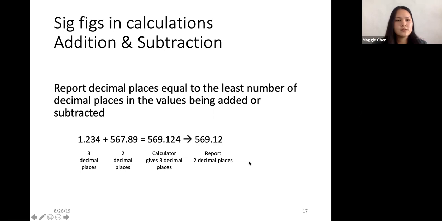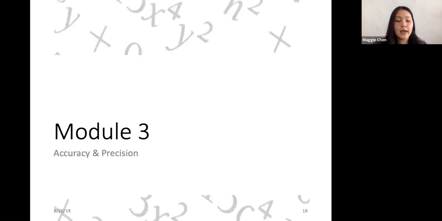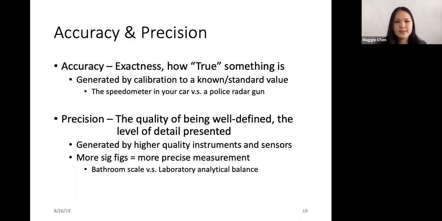So this is the sig fig rules for addition and subtraction. Now, if we're going to move on to accuracy and precision, what are these, what's different between these two, and how can we say what is accurate versus what is precise? So accuracy and precision. Accuracy is exactness, how true something is.